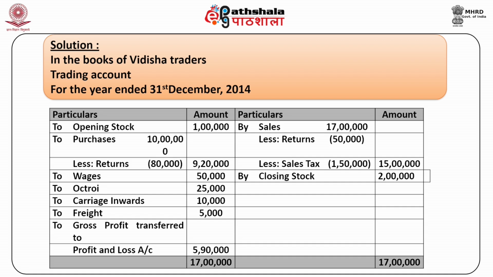Let's come to the right hand side. By sales 17 lakhs, less sales return 50,000, less sales tax of 1,50,000. So the net sales are 15 lakhs, and the closing stock is 2 lakhs. The balancing figure is gross profit transferred to profit and loss account 5,90,000, because the two sides must have the same total.